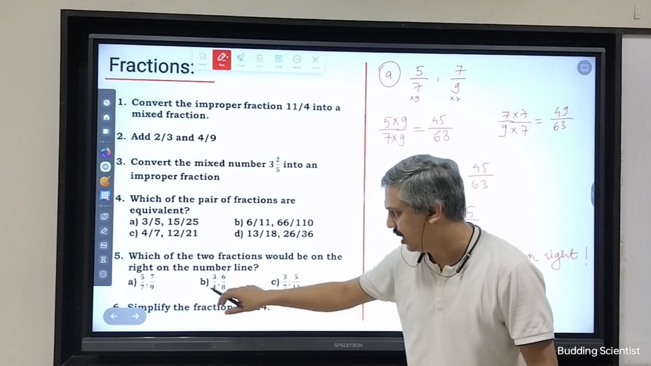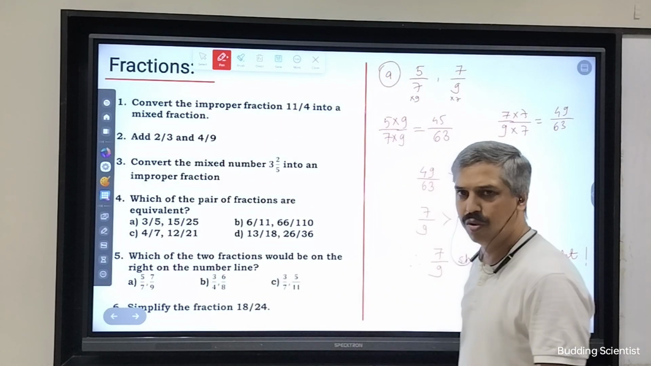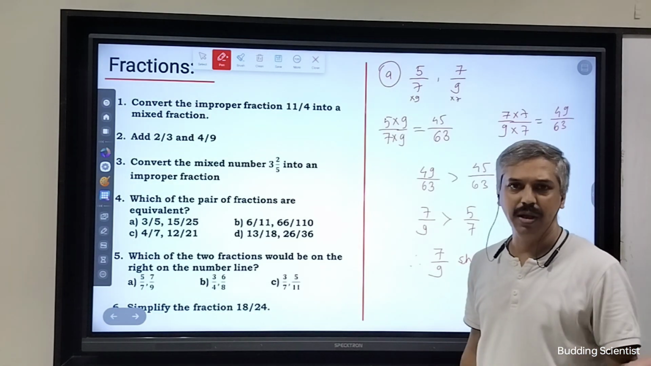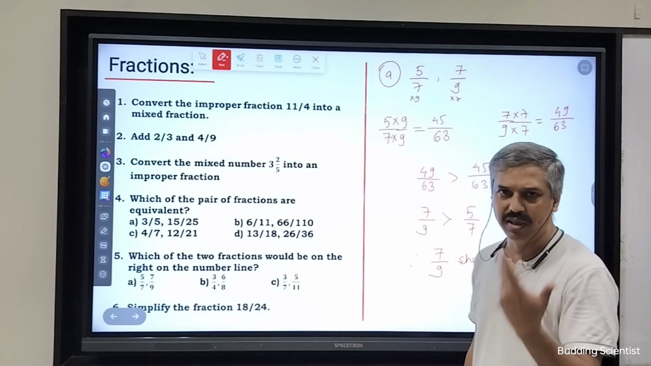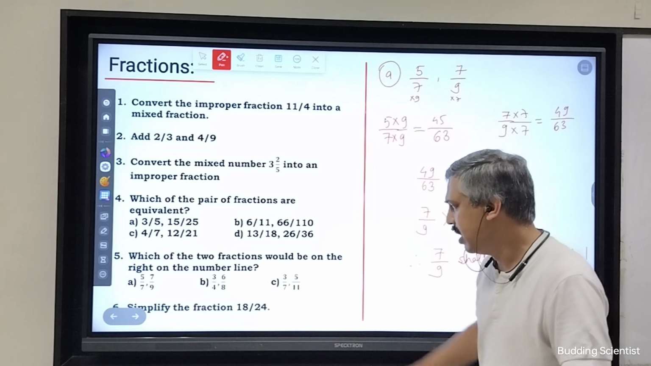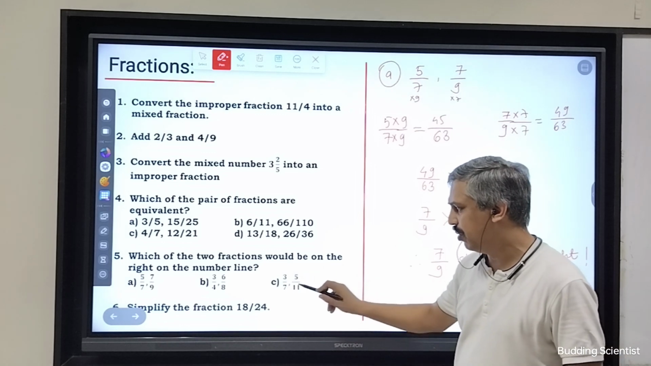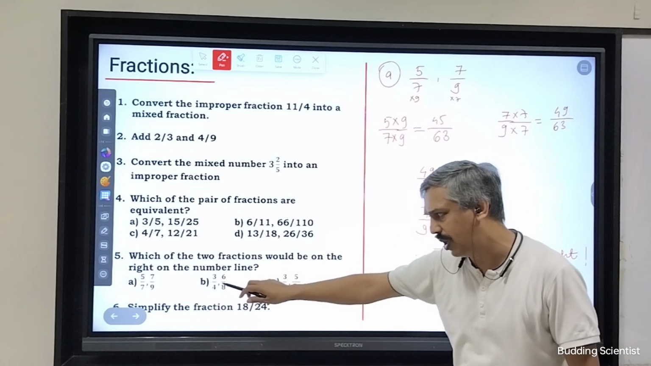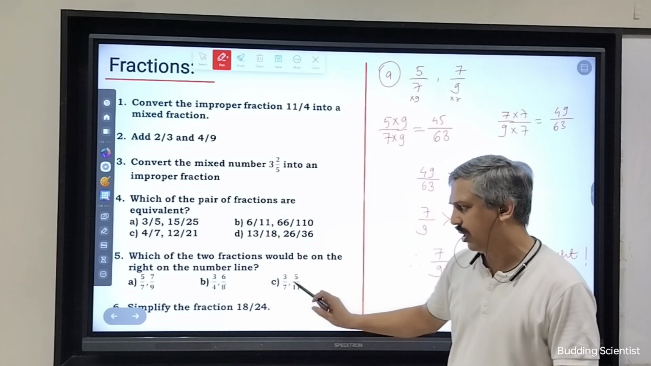This is B. यहाँ पे ये दोनों equal है, so none of them will be on the right or left because both of them are equal. Both are representing the same number. Both are equivalent fractions. ये आप solve कर लो. यहाँ पे ये C question you can solve. B तो equal है. C में आप check करो.